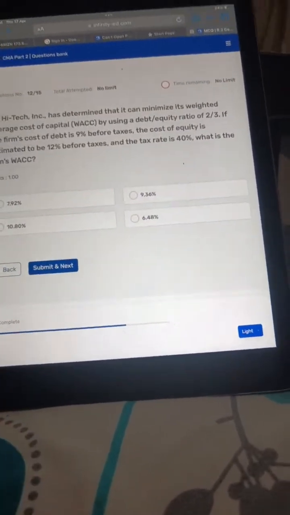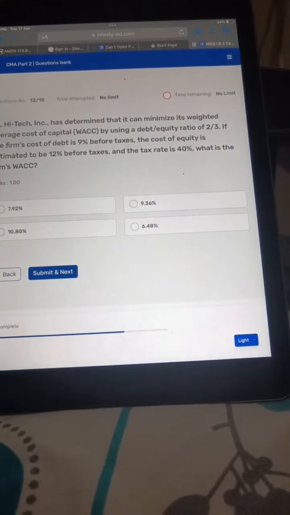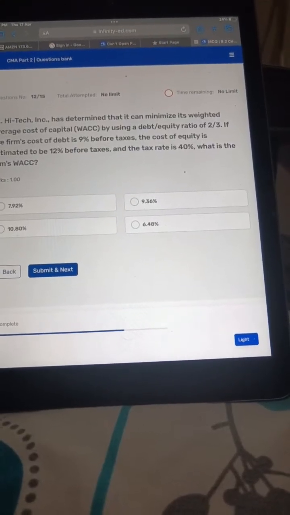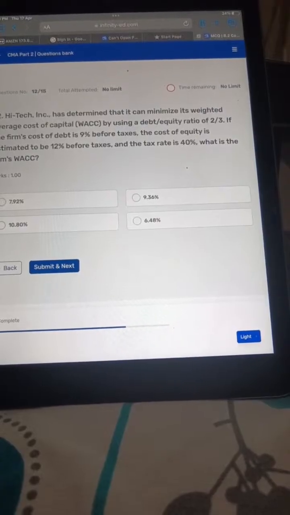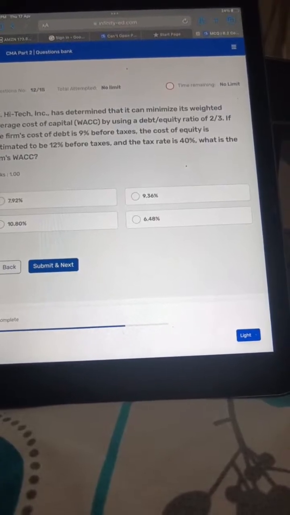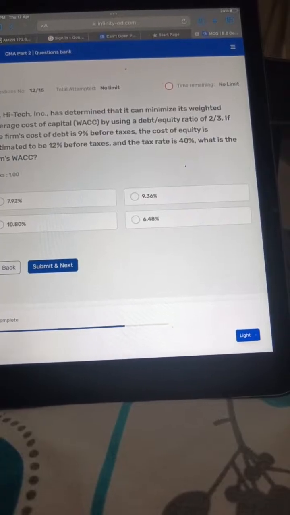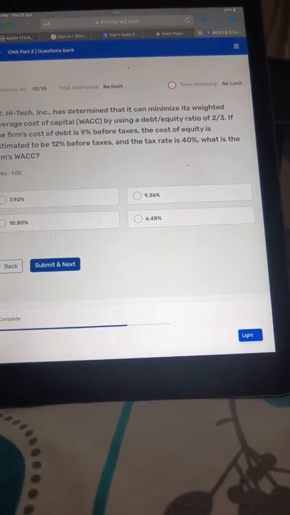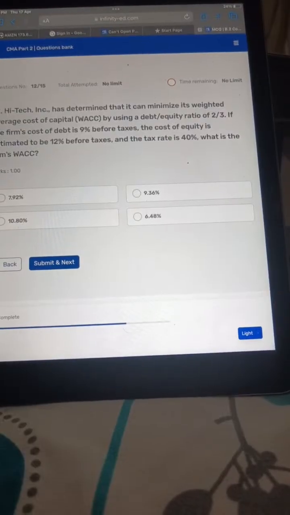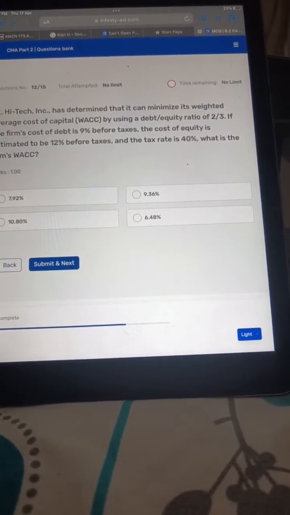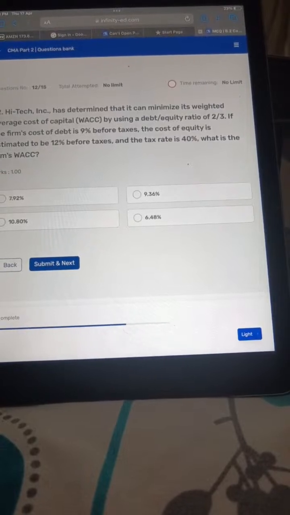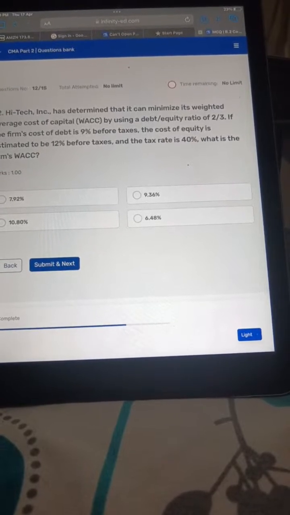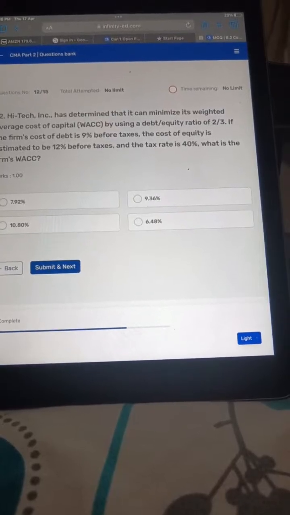Okay, now we are at question number 12. High-tech Inc has determined that it can minimize the weighted average cost of capital, WACC, by using the debt equity ratio 2 to 3. If the firm's cost of debt is 9% before tax, the cost of equity is 12% before tax, and the tax rate is 40%, what is the weighted average cost of capital?